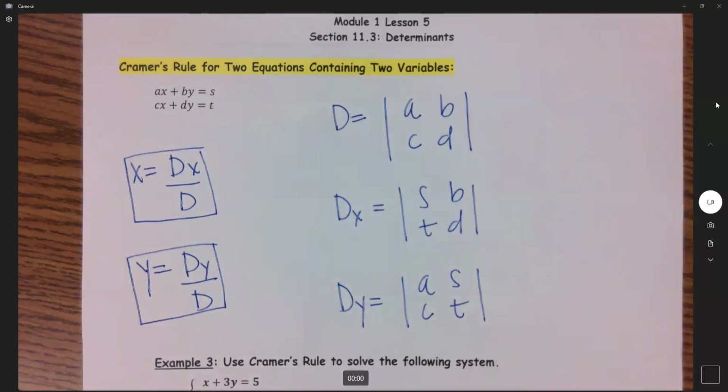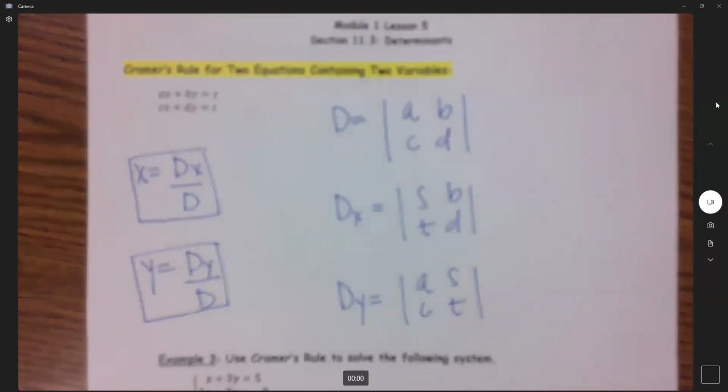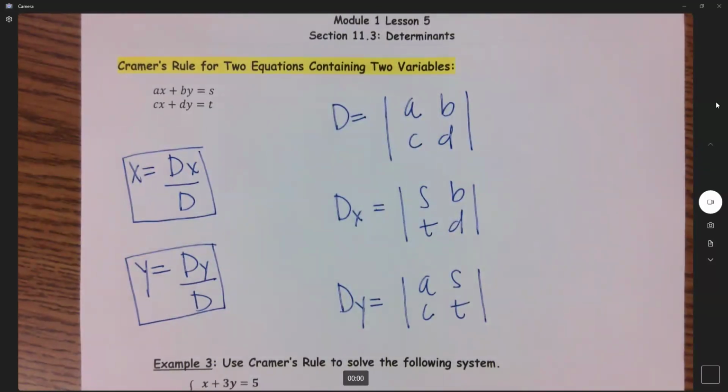All right, so now that we know how to solve 2x2 determinants, we can now apply Cramer's rule for two equations containing two variables. So you either need to pause this and get this written down and then watch what I'm explaining, or watch what I'm explaining and then pause and copy everything down. But please don't try to copy this down while I'm explaining it, because you're going to miss what's happening here.